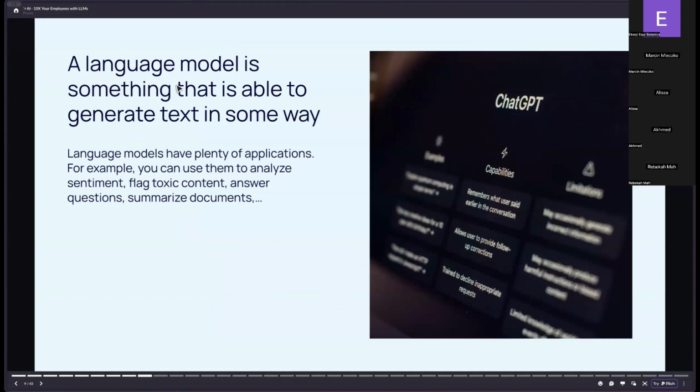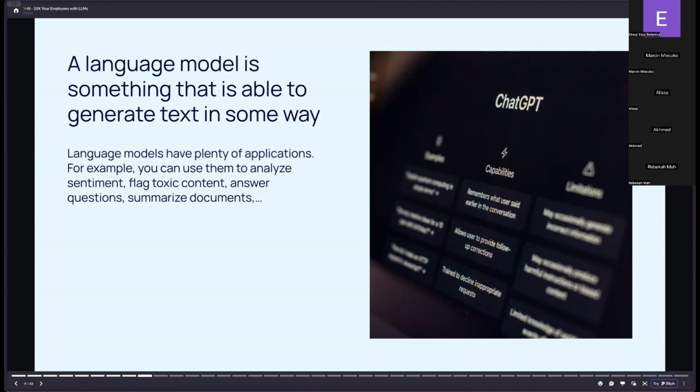Let's look at what ChatGPT is. A language model is something that is able to generate text in some way. Pretty general, but you can use it in so many different things. You can use it to analyze sentiment. If a user sends a message or a comment on your page, you can ask it, is this positive, negative, is this critical? And you can automate that at scale. You can also flag toxic content, like bad reviews you want to get off your website. You can answer questions, you can summarize documents.